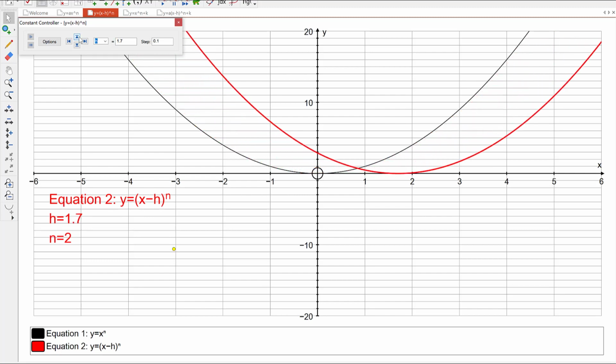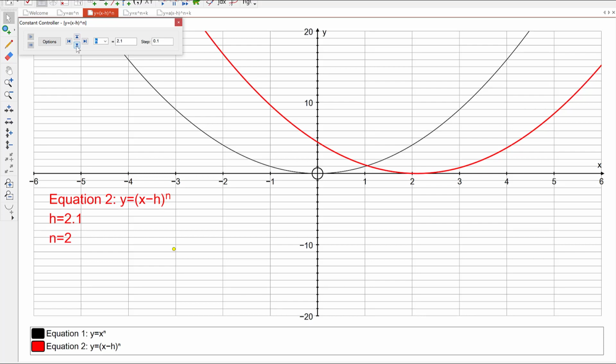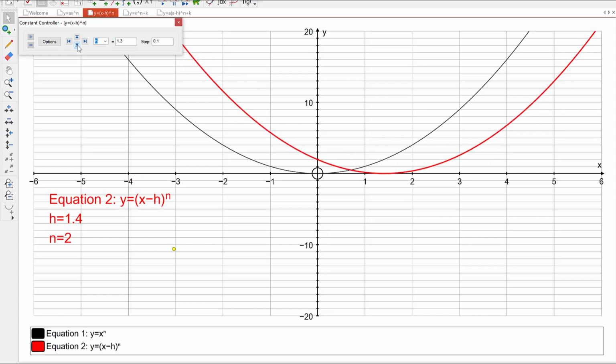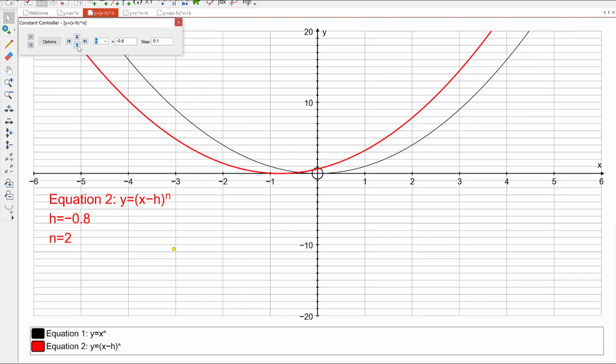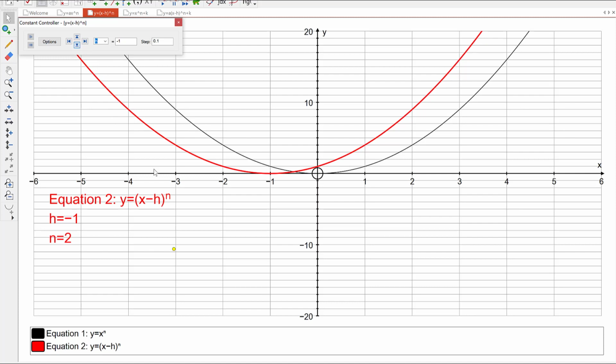Let me make h 2. So now we're looking at the graph of (x − 2)². It's gone to the right by 2. So remember, when it's minus inside the function, it goes to the right. And if we were to make h something negative, for example negative 1, this is the graph of x minus negative 1, so (x + 1)². When it's (x + 1)², it goes to the left by 1.